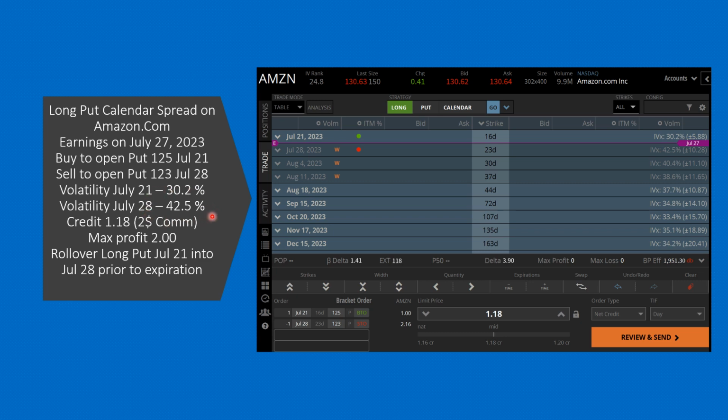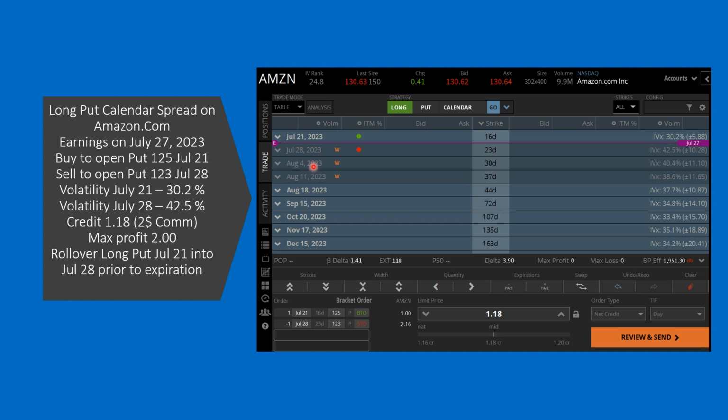at 42.5. So I get a credit of 118, because obviously with a higher volatility I get a higher premium, and my maximum profit is limited to 2 because I buy at 125 and I sell at 123. So my profit is always limited to 2, or $200.